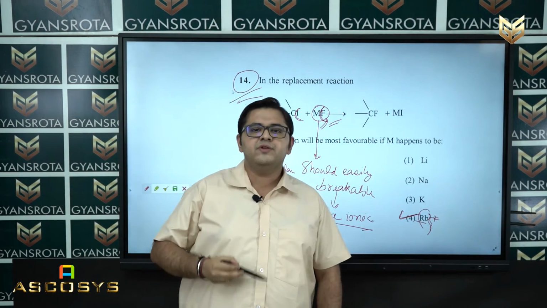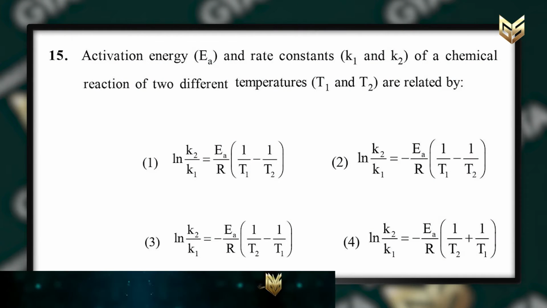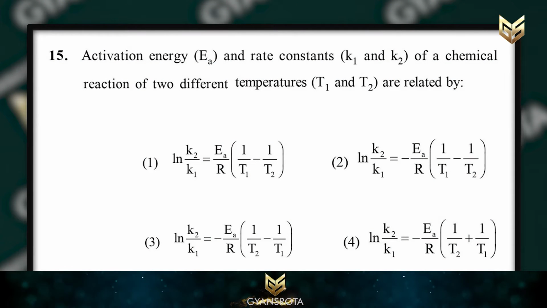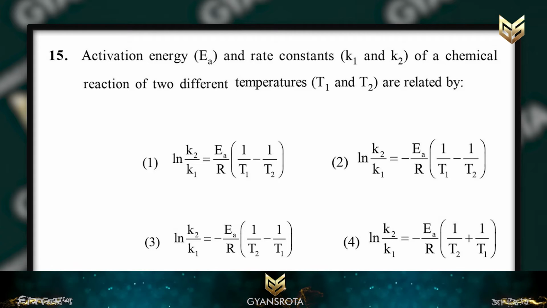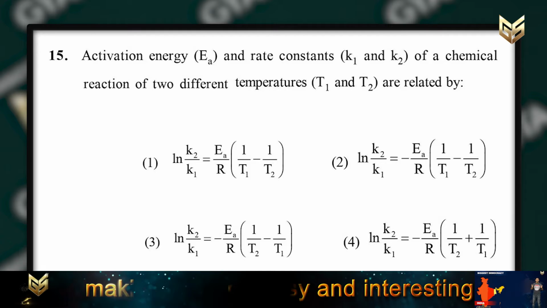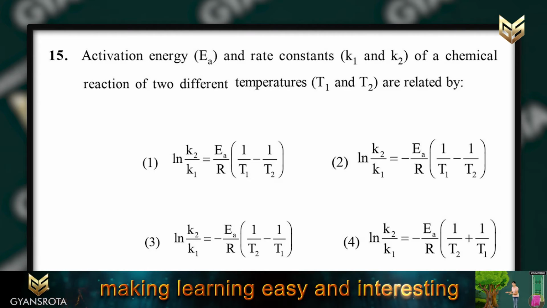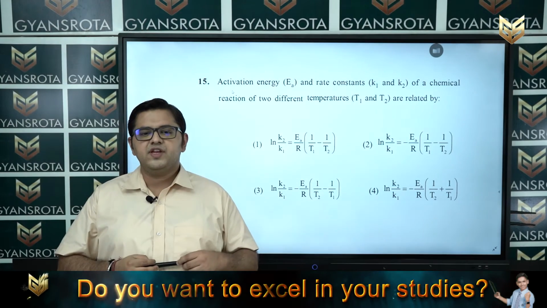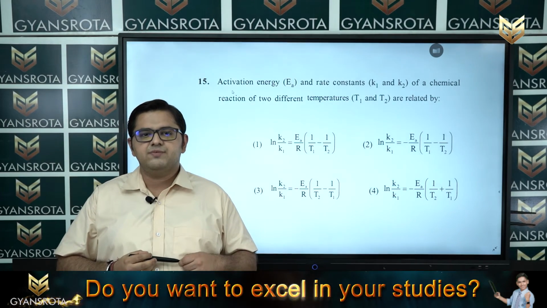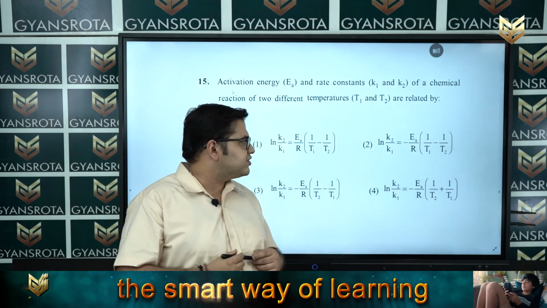Now we are moving to the next question, that is question number 15. Question number 15 is on your screen. Activation energy Ea and rate constants K1 and K2 of a chemical reaction at two different temperatures, T1 and T2, are related by. This question comes from the chemical kinetics chapter of your class 12 NCERT. Now we are moving to the solution part.